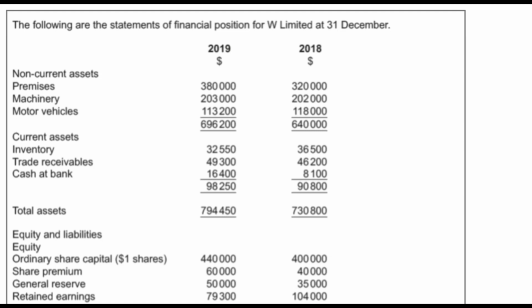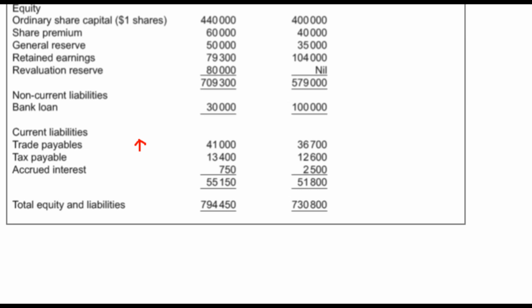So inventory at the beginning of the year was 36,500. At the end of the year, it is 32,550. So there is a decrease in inventory of $3,950. Trade receivables at the beginning of the year was 46,200. At the end of the year, it is 49,300. So there is an increase in trade receivables of 3,100. There is an increase of $4,300 in the trade payables.